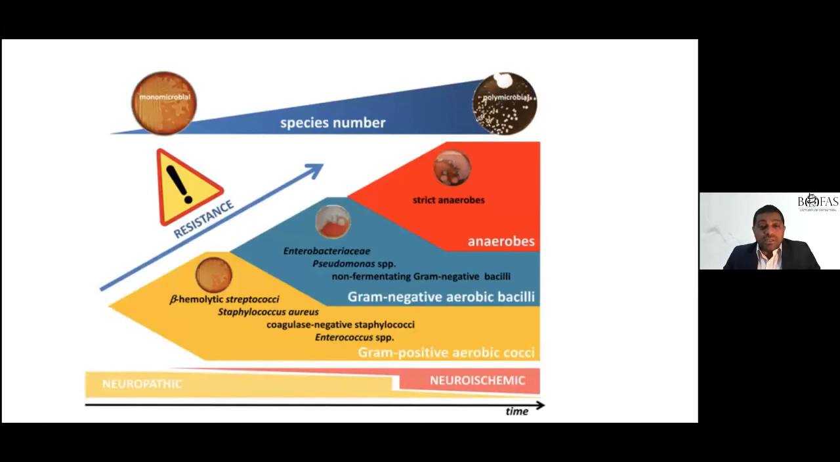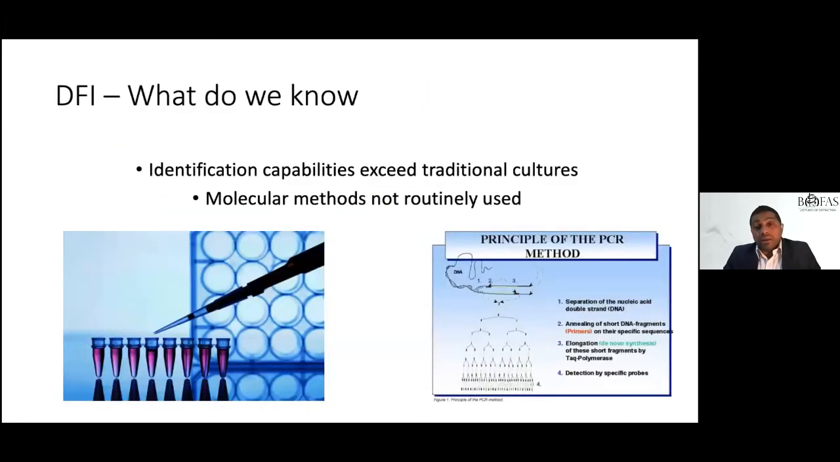As you can see, initially, the ulcer itself is a neuropathic ulcer, and as time passes, it becomes more of a neuroischemic picture. And the infecting organism profile and number also changes. So depending upon where you're intervening, you should know what type of infective organism might be causing the problem and try and target that.